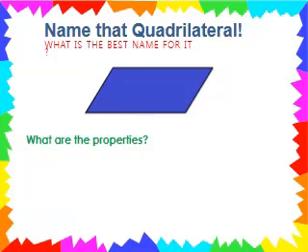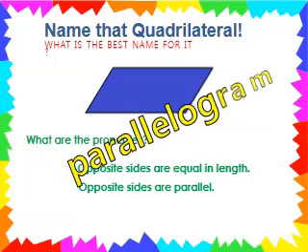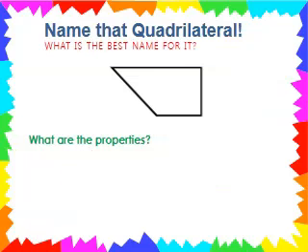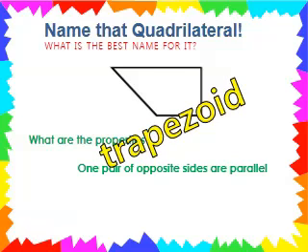What's the best name for this quadrilateral? It's a parallelogram. And what are the properties of a parallelogram? Opposite sides are equal and opposite sides are parallel. So this is a parallelogram. What about this one? Yes, it's a trapezoid. It's a trapezoid because it has only one pair of opposite sides that are parallel.